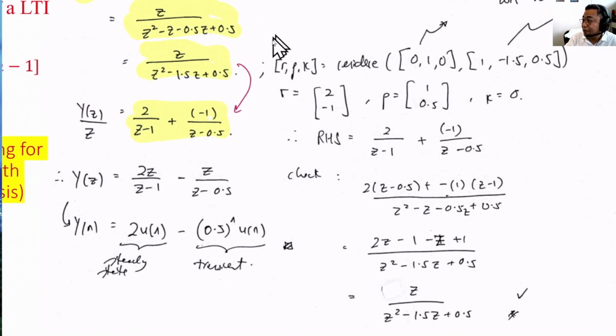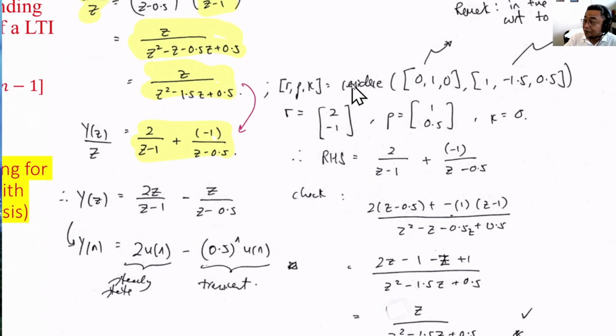Of course, I use MATLAB to check. So what you need to do is, once you have it in a numerator divided by denominator, you can use MATLAB's residue function and plug in the coefficients of the numerator. So it's 0, 1, 0, and the denominator is 1, minus 1.5, 0.5. So basically, we are using the coefficients of the powers of positive z and plug them in.